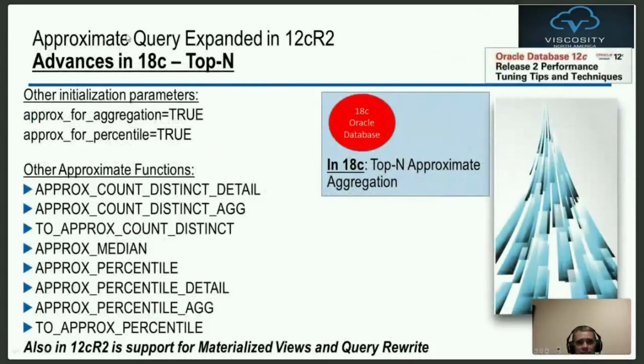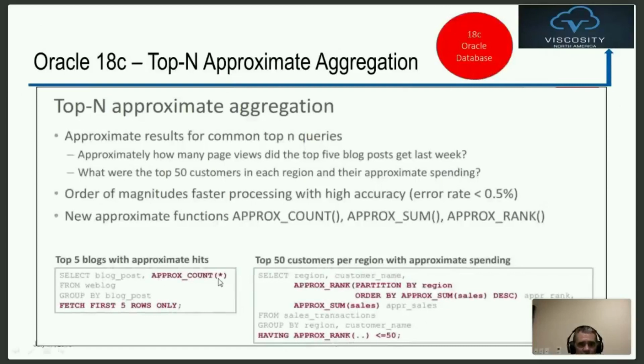I could also, in Approximate Query, now do top N. So you saw some of these that were in 12c. Now I can do an approximate count, fetch first 5 rows, or rank something, order by approximate, and then having approximate. So finding the top number of rows with approximates. But the short answer is I get to use a lot more functions in a lot more places in 18c. Very well worth it. And one of the biggest uses is, what are my top 50 customers in each region with their approximate spending? Just a way to answer those types of questions.